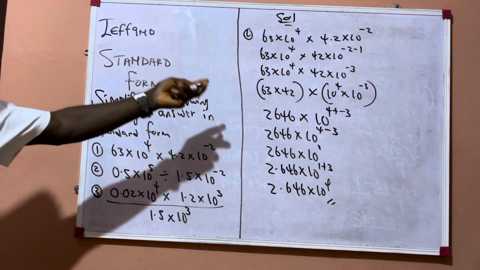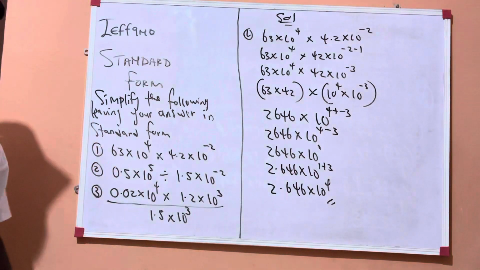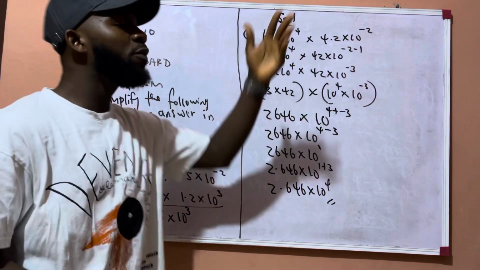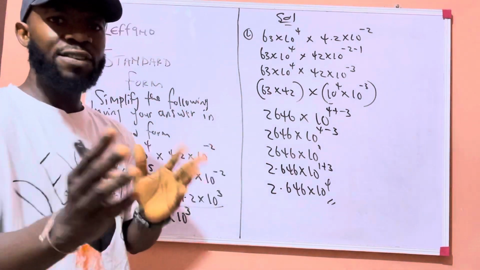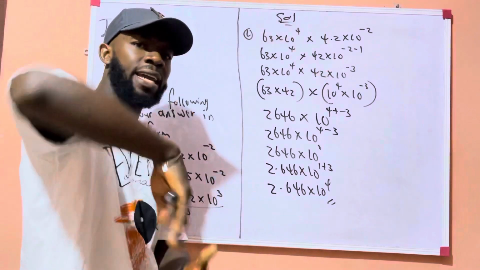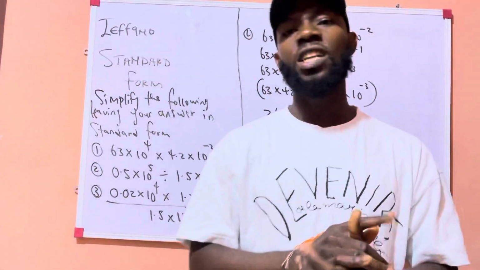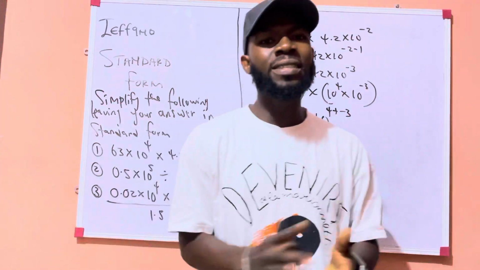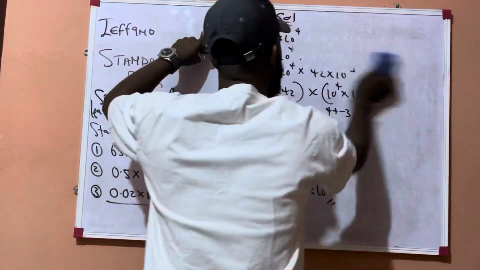So class, you will see, this is the exact procedure you should follow when you are solving problems on standard form. Step 1, remove the decimal point. After removing the decimal points, create them in pairs. And after creating them in pairs, convert again and make sure your decimal point is located after the first significant figure. So class, without wasting time, let's go to question number 2 and see how it works.